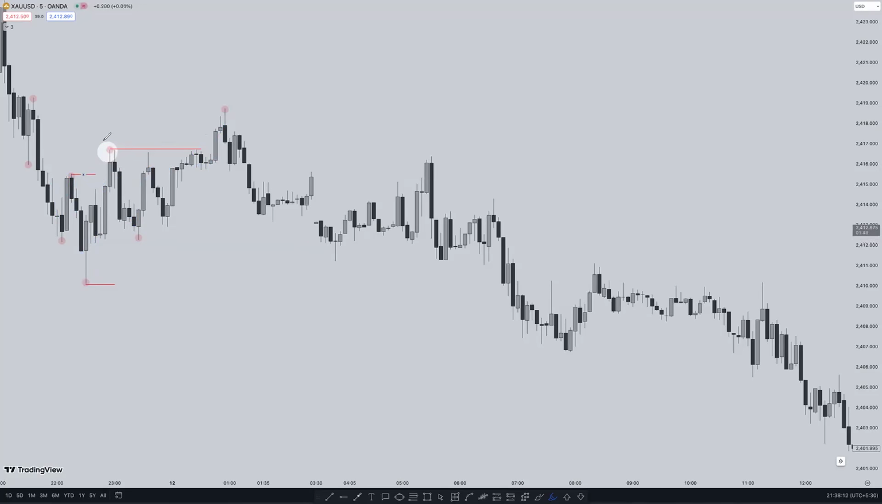Again it breaks this one, so this becomes our higher high, and this becomes the higher low, and another higher high. And now we are looking for the buy to the upside. So at which point are we looking for the buy?